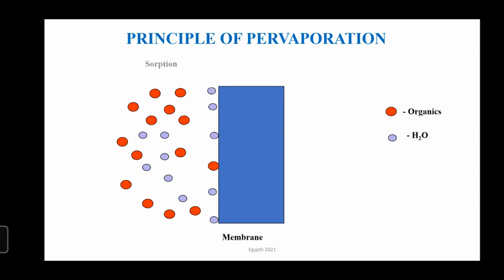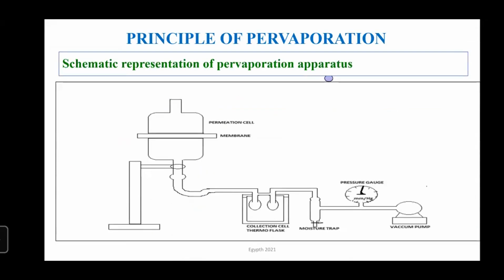First, the selective component is selectively sorbed on the surface of the membrane, and it is diffused through the membrane. So the nature of the membrane is important for this selective component. Here the membrane is hydrophilic in nature, so water is selectively sorbed on the surface and then it is evaporated. This is a schematic diagram of our pervaporation apparatus. Here we are collecting our permeate.